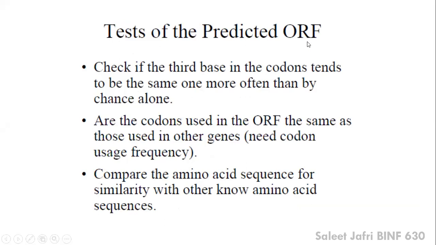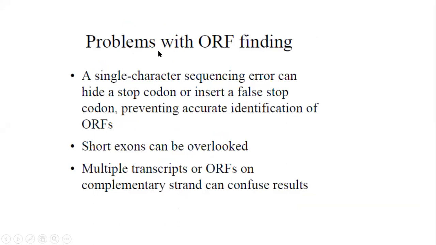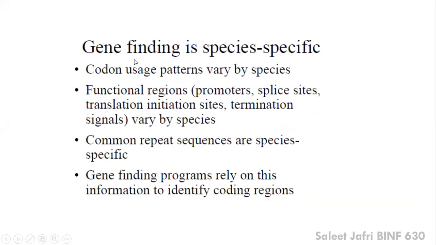How do you predict a true ORF? You can read a little bit more. You can compare it with amino acid sequences. And some of the problems in the ORF is that if the genome was not properly annotated, a single character sequencing error from the machine also can shift the frames, so that you get inaccurate information of the ORFs. Then short exons are also overlooked. Multiple transcripts coming from multiple ORFs sometimes confuse the results. These are the limitations you can go into.